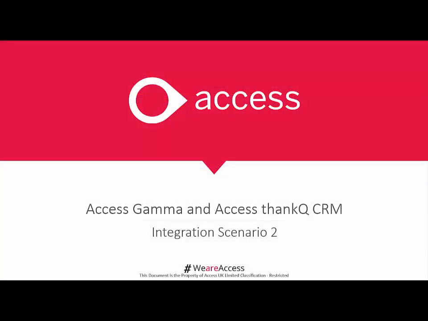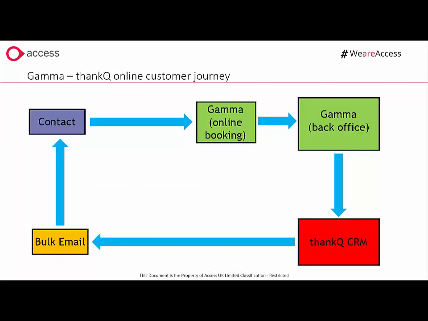We're now going to look at a second integration scenario between Access Gamma and Access thankQ CRM. In this case, we're going to look at the online customer journey. This is where a contact, who could be new or existing, comes to an online booking page, whether using the Gamma Bookings API or the Gamma Bookings portal. In this case, we're going to be looking at the portal, which then feeds through to your Gamma database. Again, the data from there then feeds through to thankQ CRM.